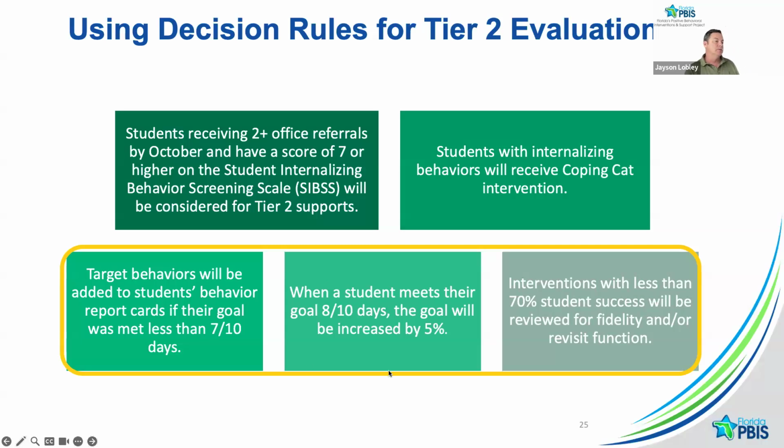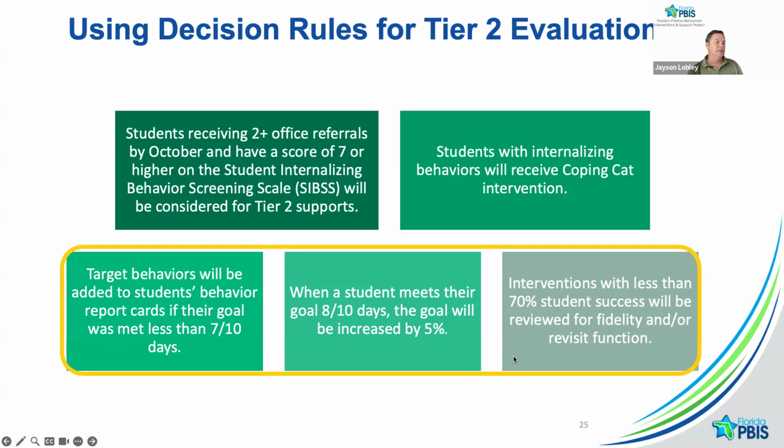Another rule here in the middle was when a student meets their goal 8 of 10 days, the goal will be increased by 5%. So in this particular case, the team says, all right, when this kid has a good successful trend, we're going to start increasing the criteria for success by 5%. So another good solid rule there.